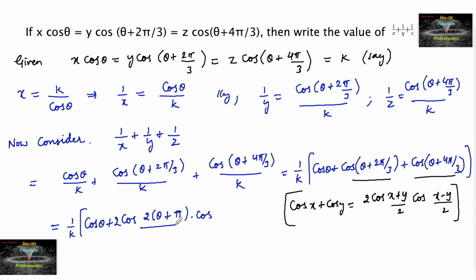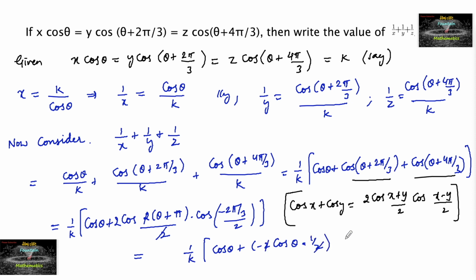of divided by 2, and again cos of x minus y. So that is theta minus theta gets cancelled, 2 pi by 3 minus 4 pi by 3, minus 2 pi upon 3 divided by 2. So on simplifying you will get 1 upon k times of cos theta plus cos of pi plus theta, which comes minus cos theta, so we can write here minus 2 times cos theta into cos of minus pi by 3, which is equal to 1 by 2.